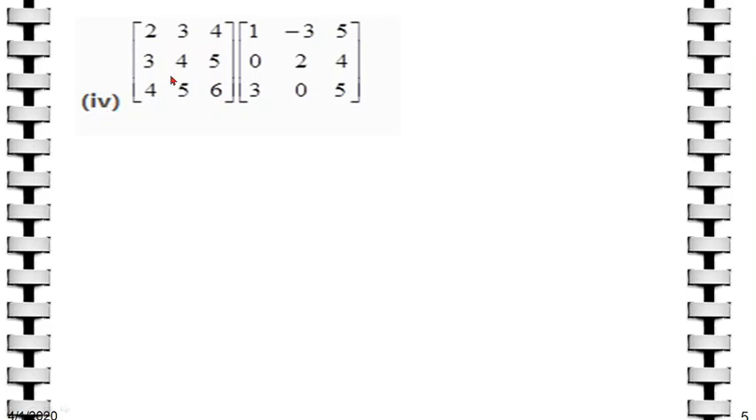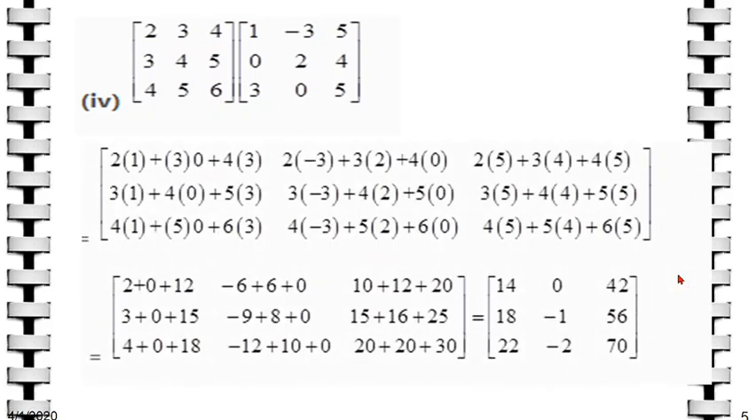Next, fourth part. Here the given two matrices are of the order 3 by 3, so the resultant matrix is definitely going to be a 3 by 3 order matrix. So how do we again have to multiply? See one more time. This first element is A11, so it means first row, first column. We have to multiply their corresponding elements and then write their addition here: 2 into 1, 3 into 0, 4 into 3, and add them.